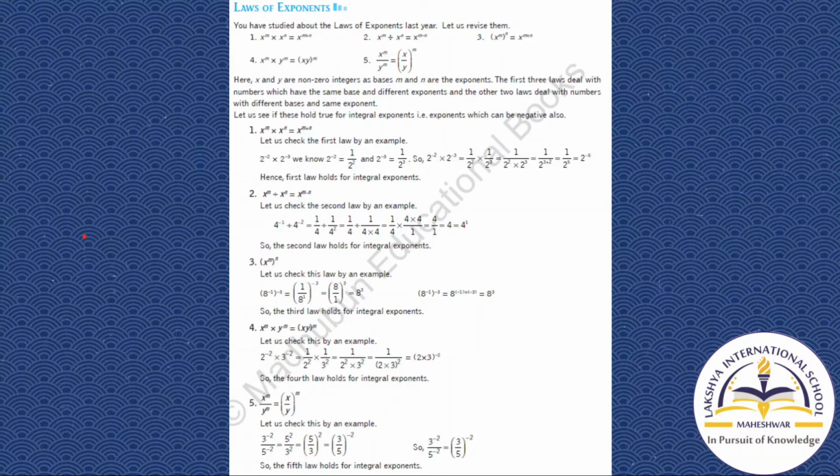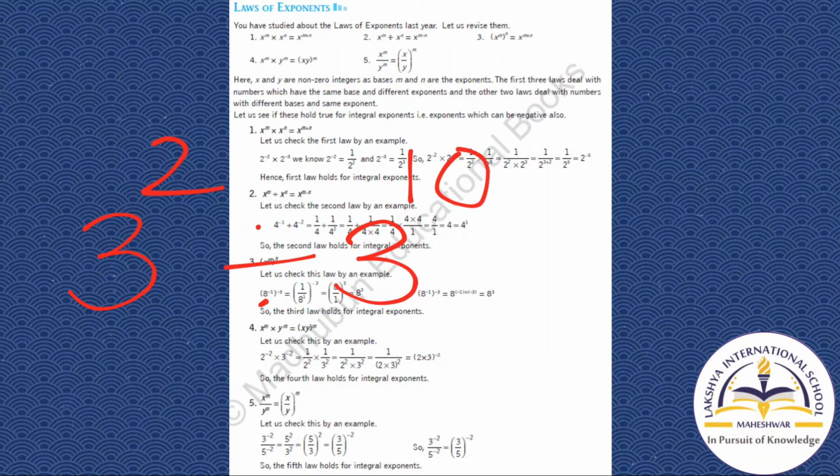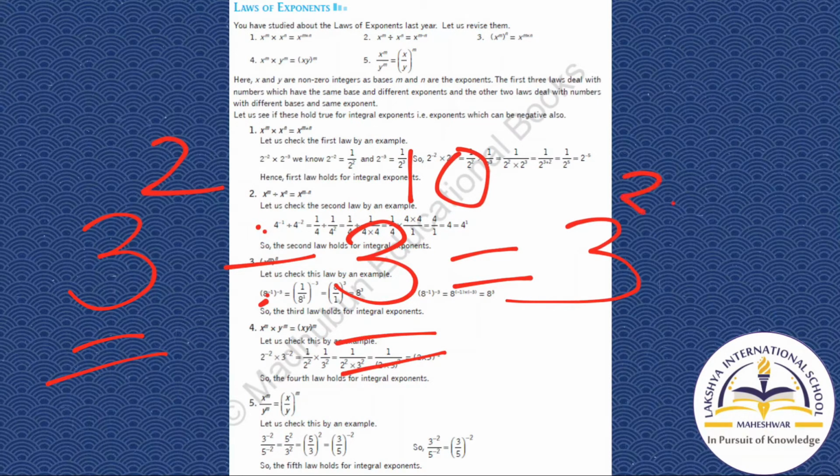Now in the second rule, if we have division, suppose we have the question 3 to the power 2 divided by 3 to the power 10, then the base is the same, that is 3. Now if we have the division sign, the powers get subtracted. Then 2 minus 10, that is minus 8. So 3 raised to the power minus 8. So like this you have to solve the questions.